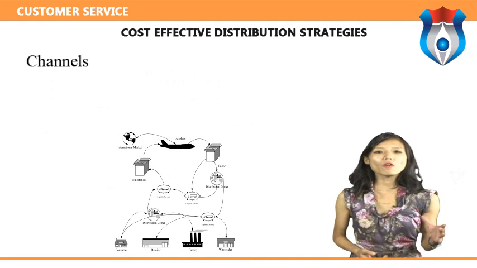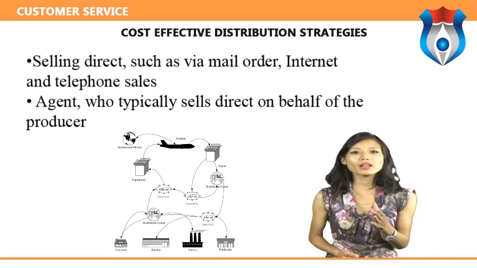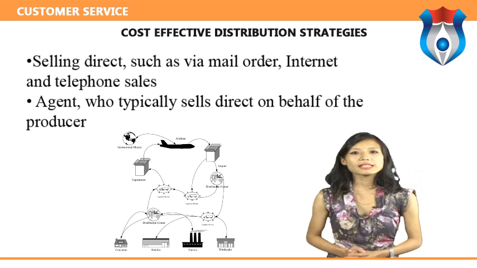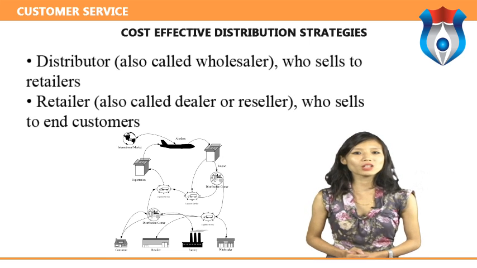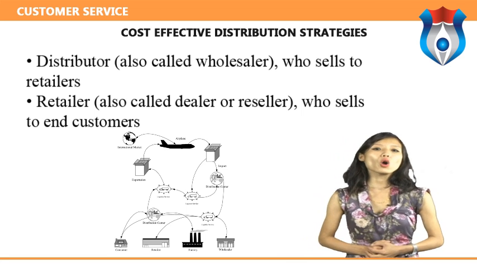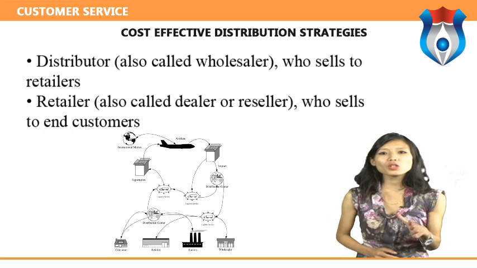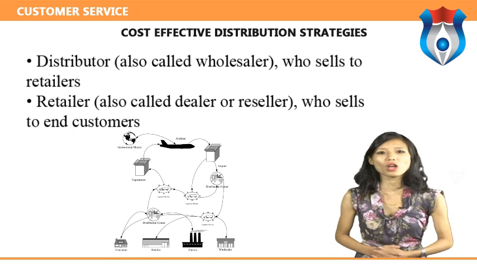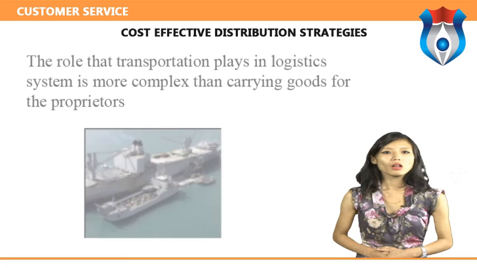Channels. A number of alternate channels of distribution may be available. Selling direct, such as via mail order, internet, and telephone sales. Agent, who typically sells direct on behalf of the producer. Distributor, also called wholesaler, who sells to retailers. Retailer, also called dealer or reseller, who sells to end customers. Advertisement, typically used for consumption goods. Distribution channels may not be restricted to physical products only.